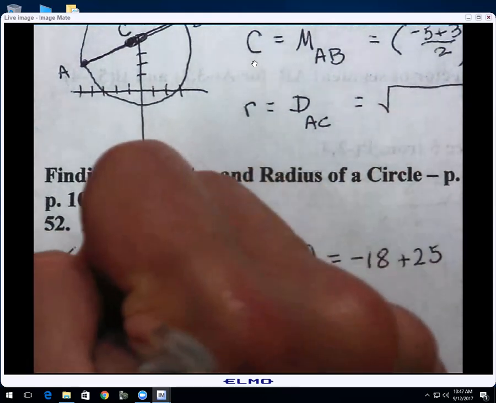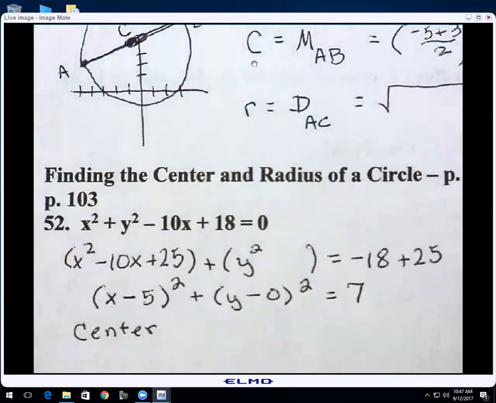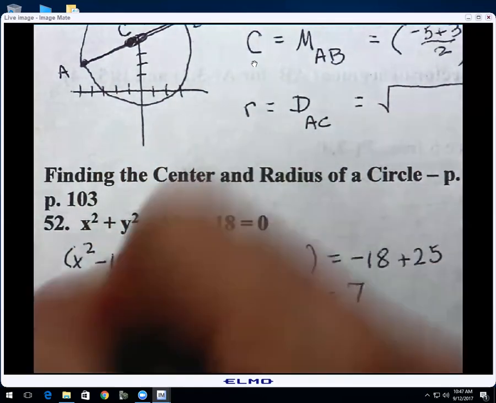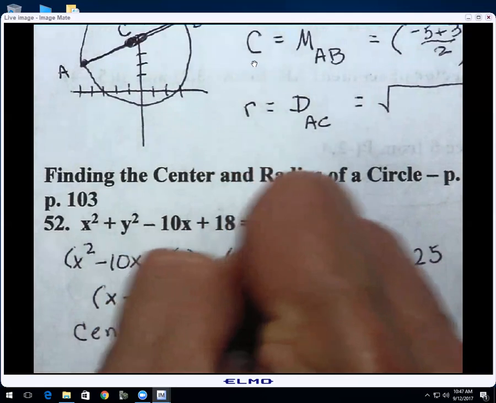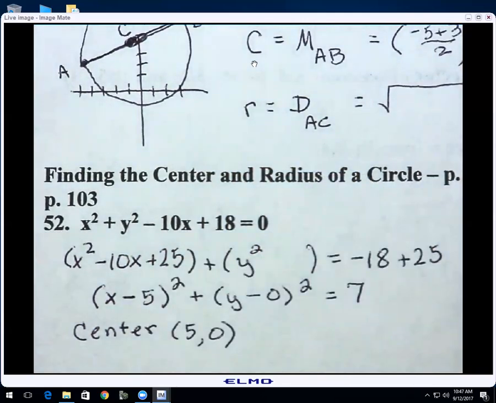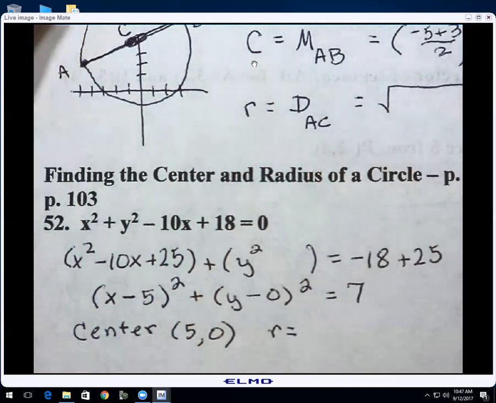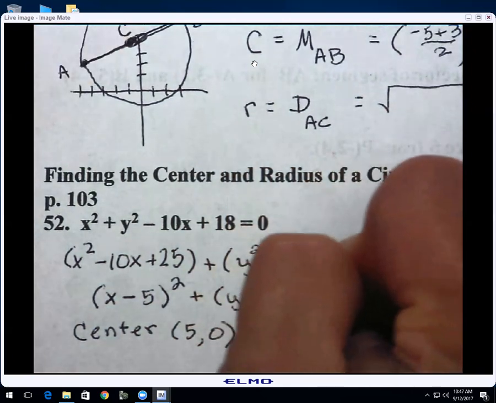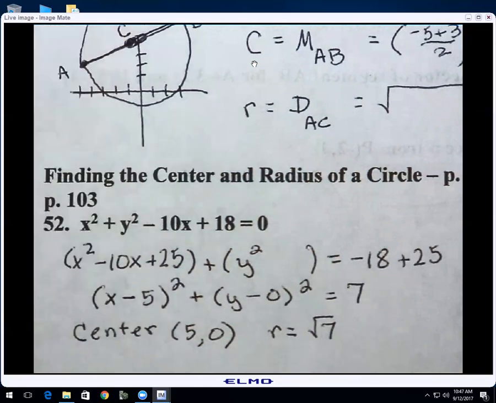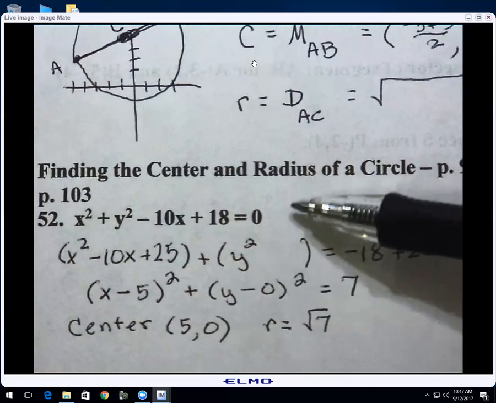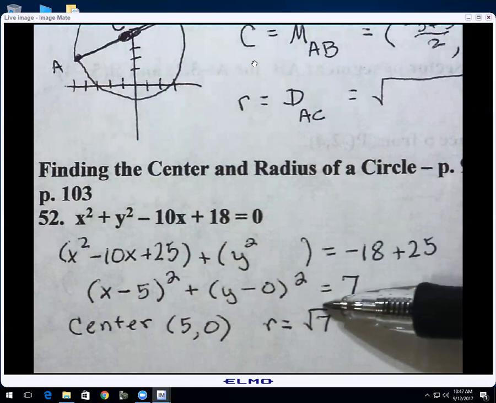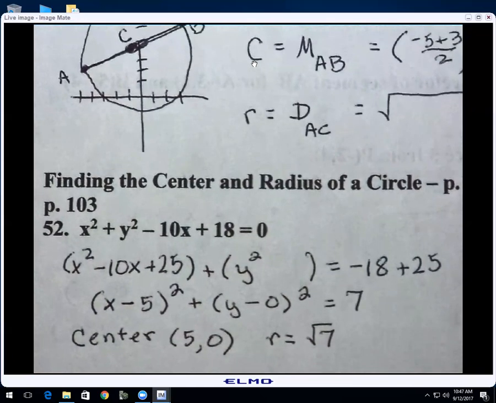So what is the center of that circle? 5, 0. And what's the radius of that circle? Square root of 7, which is 2 point something. I could get on a calculator if I needed to graph it. But completing the square is the tool that we use to get general form to standard form so that we can see the center and the radius.